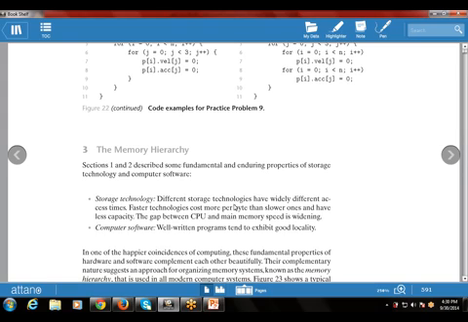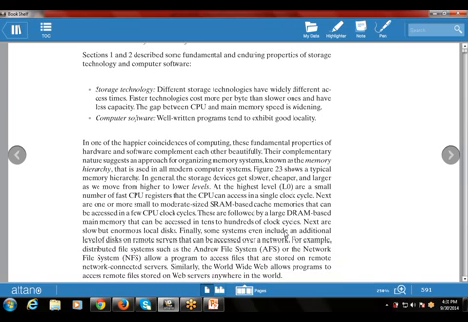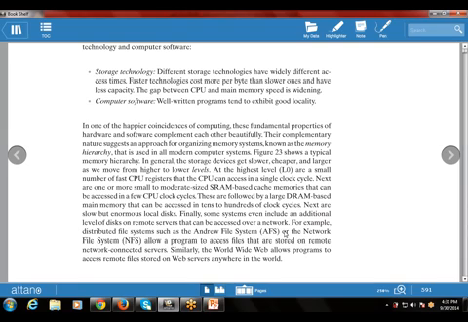Faster technology costs more per byte than slower ones and has less capacity. The gap between the CPU and the main memory speed is widening. Next, we have studied computer software, that is, well-defined programs that give good locality. So we have studied these two topics in section 1 and section 2.